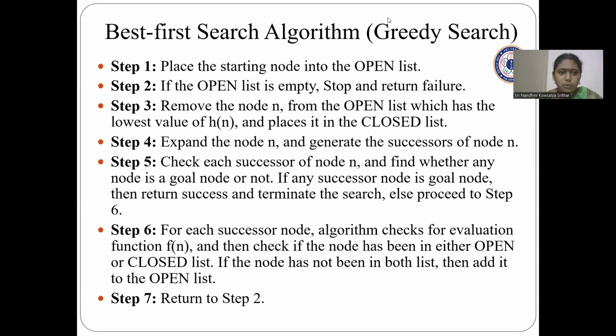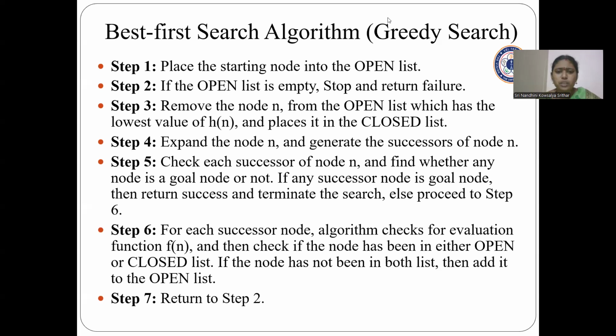First, we are going to see about it. In informed search, we have 2 algorithms, best first search algorithm and A-star search algorithm. First, we are going to see about the best first search algorithm. Best first search is also called greedy search. In this, place the starting node in the open list. If the open list is empty, then stop and return failure.